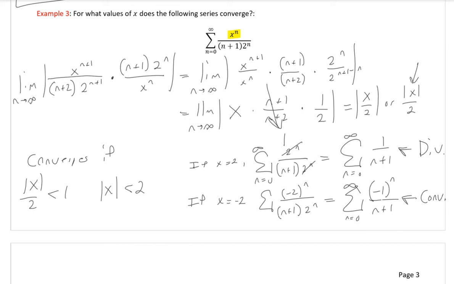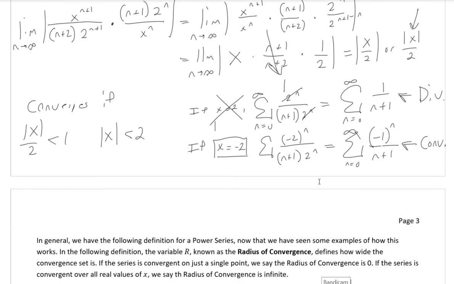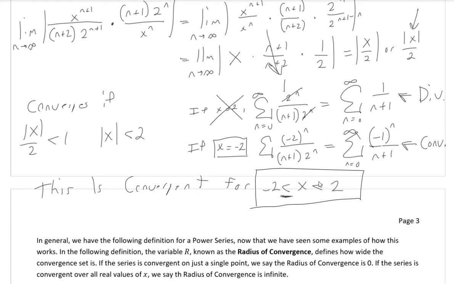So we know it's convergent for x is equal to negative 2, and we know it's divergent for x is equal to 2. So we then say that this is convergent for x being between negative 2 and 2, but also if x is equal to negative 2. So this would be our convergence set. The set of values where it is considered to be convergent.